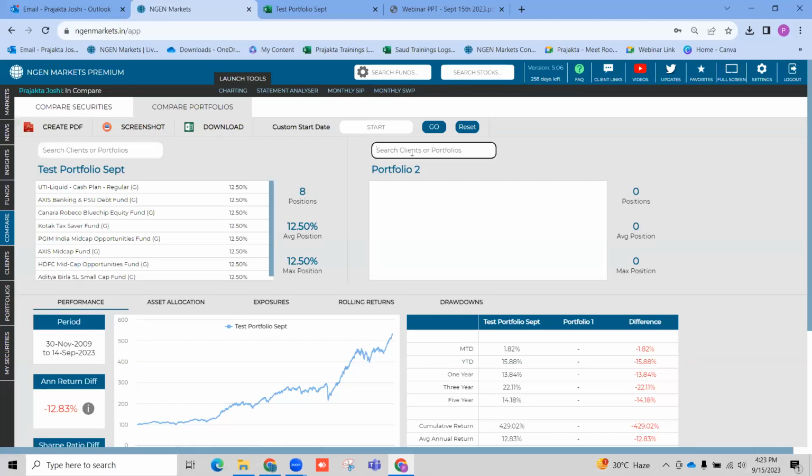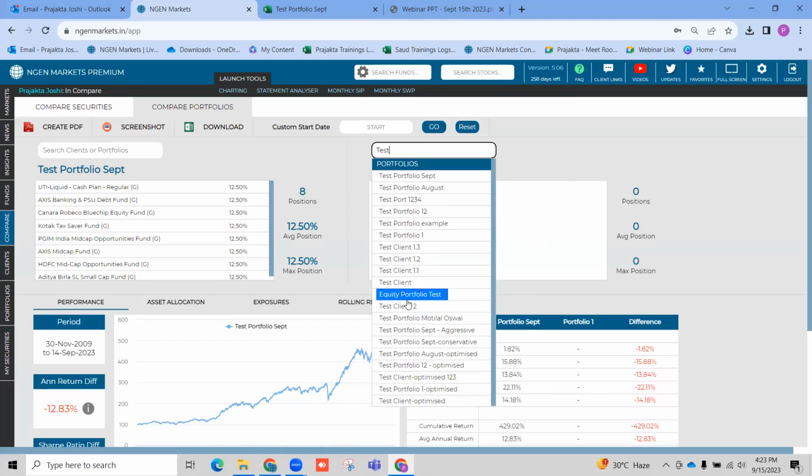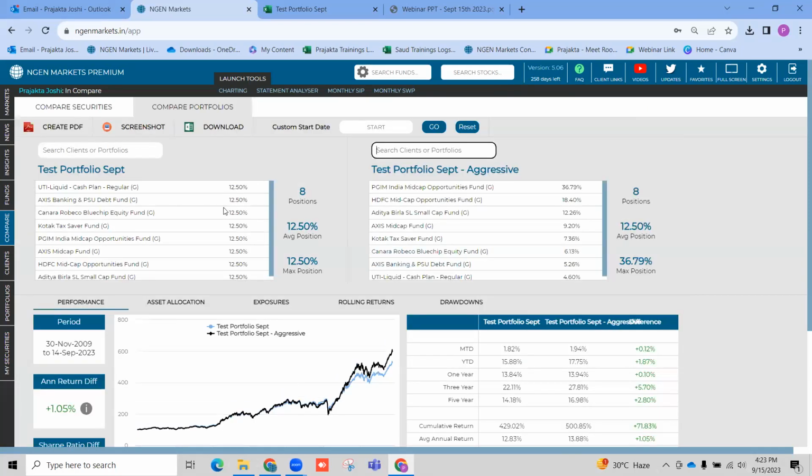On the right-hand side, we will load in the aggressive portfolio that we just saved, right? So we had saved it as test portfolio September - aggressive. I will load in this portfolio side by side. You will typically see that the names, the schemes are exactly the same. Positions, total 8 positions. But in this case, average position is also 12.5%. The maximum position is also 12.5%. That's the underlying weightages of the funds. In this case, however, PGIM has the highest allocation of 36.79%, and that is exactly being highlighted here.